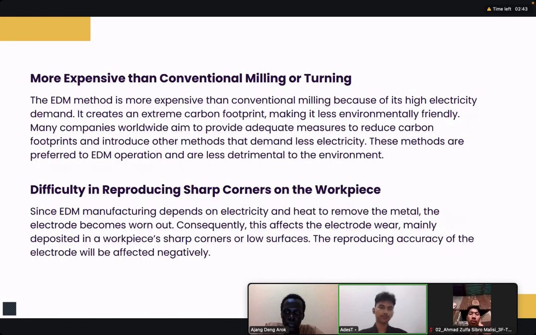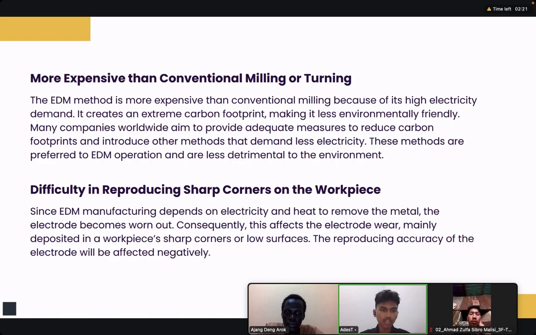More expensive. The EDM method is more expensive than conventional milling because of its high electricity demand. It creates an extreme carbon footprint, making it less environmentally friendly. Many companies worldwide aim to provide adequate measures to reduce carbon footprints and introduce other methods that demand less electricity.